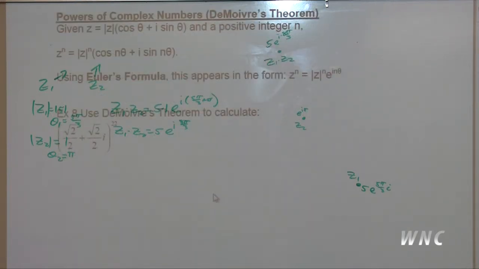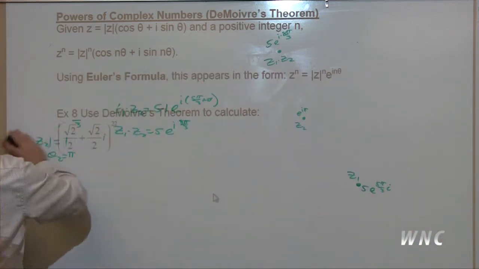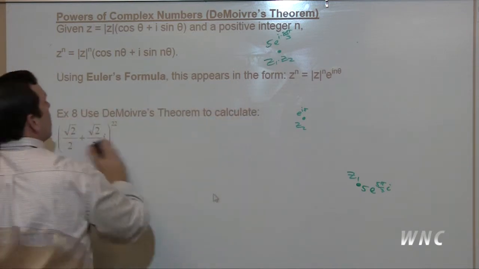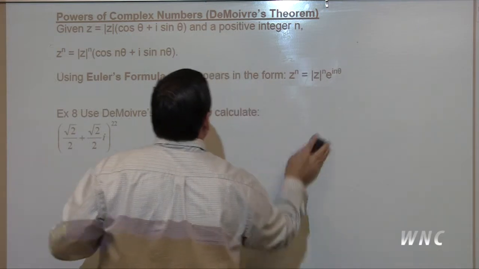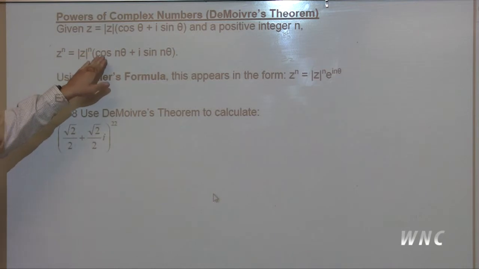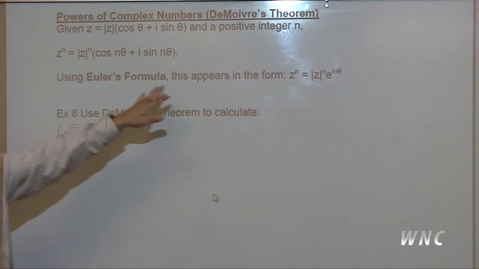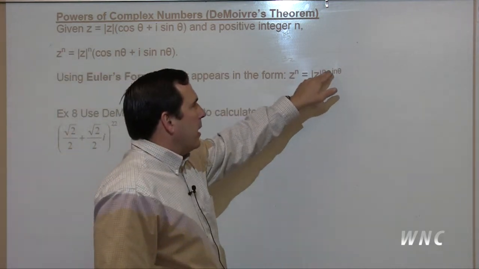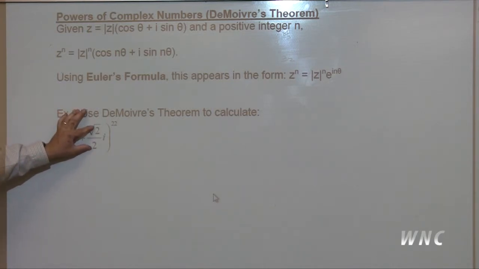Okay, clear the board. Powers of complex numbers, de Moivre's theorem. Given z equals the magnitude of z times cosine theta plus i sine theta, and a positive integer n, z to the n is the magnitude of z to the n times cosine n theta plus i sine n theta. Using Euler's formula, z to the n is the magnitude of z to the n, e to the i n theta. So use de Moivre's theorem to calculate (square root of 2 over 2 plus square root of 2 over 2 i) to the 22.